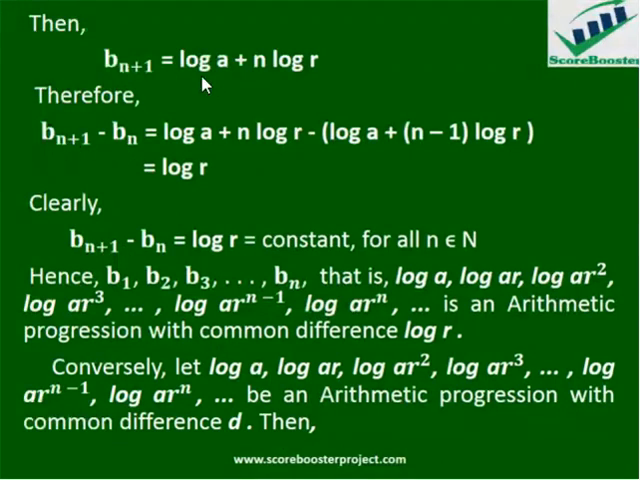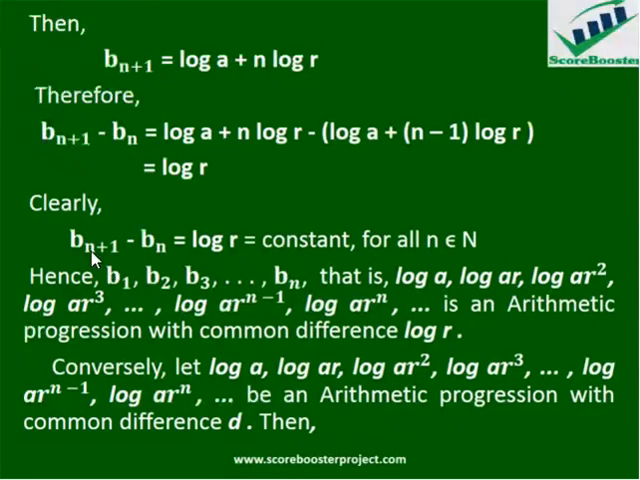We have log a plus (n+1) log r minus log a plus n log r. And we know we have log a plus n log r plus log r minus log a minus n log r, and we are left with log r. That is, we have a unique common difference. So clearly, b_(n+1) minus b_n equals log r, which is a constant for all n elements of N.